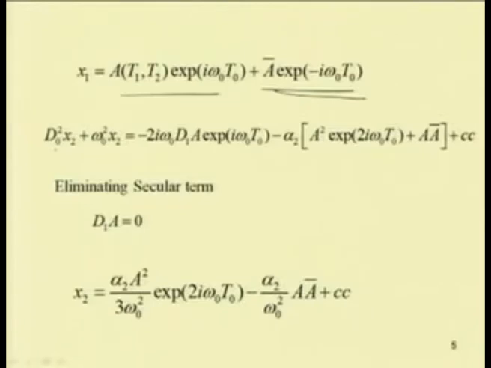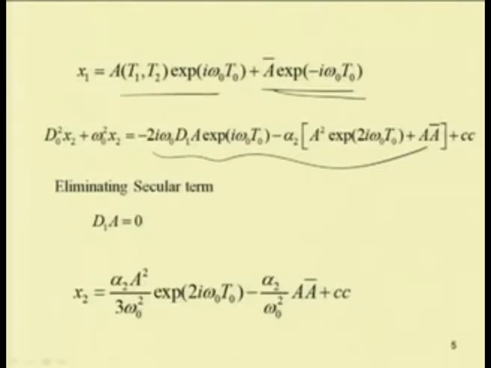D 0 square x 2 plus omega 0 square x 2 equal to minus 2 i omega 0 D 1 A e to the power i omega 0 t 0 minus alpha 2 A square e to the power 2 i omega 0 t 0 plus A A bar, plus the complex conjugate of these terms. Now, due to the presence of this e to the power i omega 0 t 0 in this differential equation, this term is a singular term, or this term will lead to infinity as t tends to infinity. So one has to eliminate the singular term.